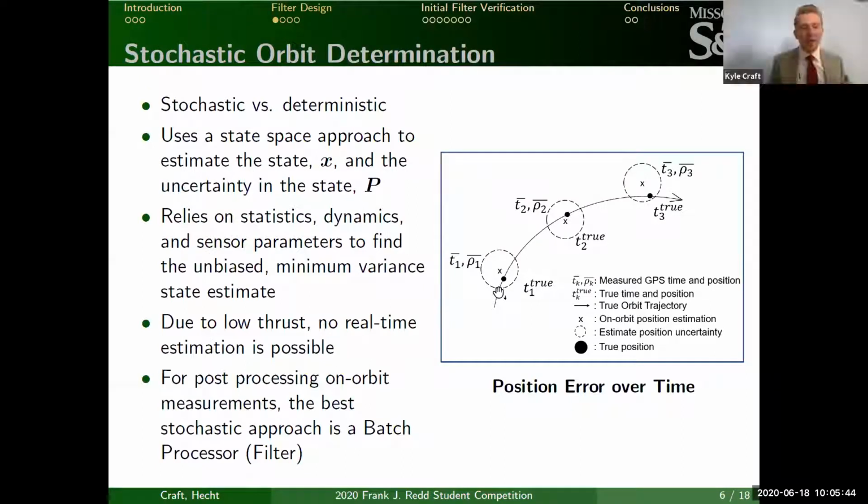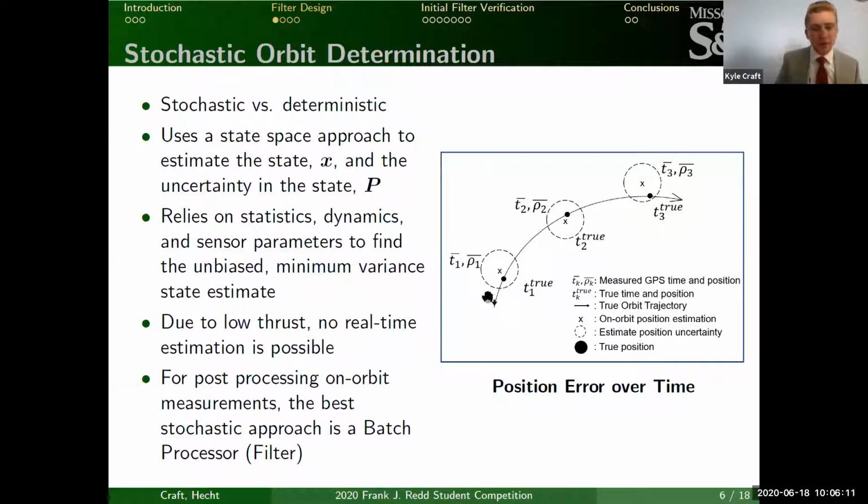So to start, let's have an overview of what stochastic orbit determination is to make sure that everybody's speaking the same language. It differs from a deterministic approach because your answer also has an uncertainty coupled with it. To start stochastic orbit determination, you'll usually have some form of a state space approach where you have a state vector being estimated, usually represented by a lowercase x, and some uncertainty in that state represented by a covariance matrix, again, usually a capital P.